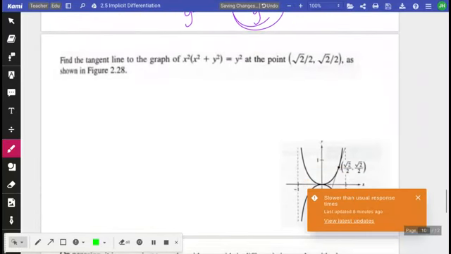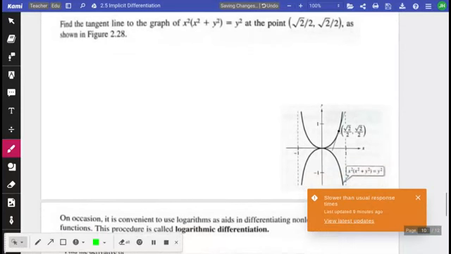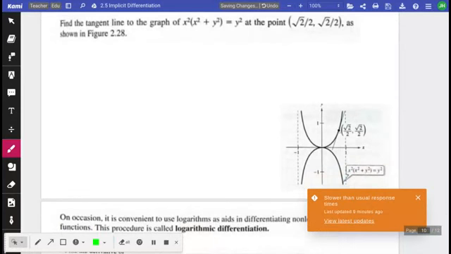All right, so here's a big problem. They gave us a graph. We're just going to find the tangent line to that point they gave us, and they drew a picture of the tangent line for us. We just have to actually find the equation of a line. So we're doing one step more. So you're not just finding your slope, you're also finding the equation of your tangent line.